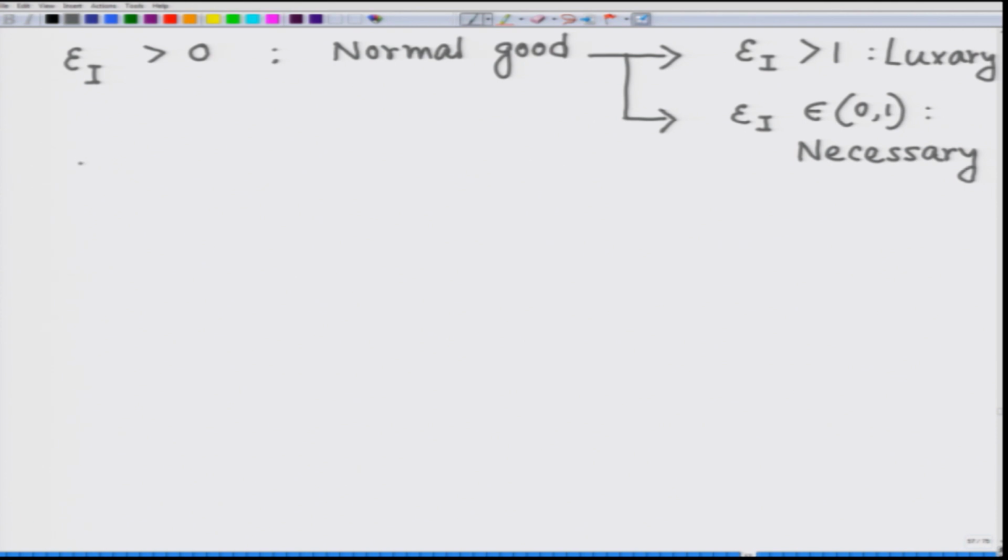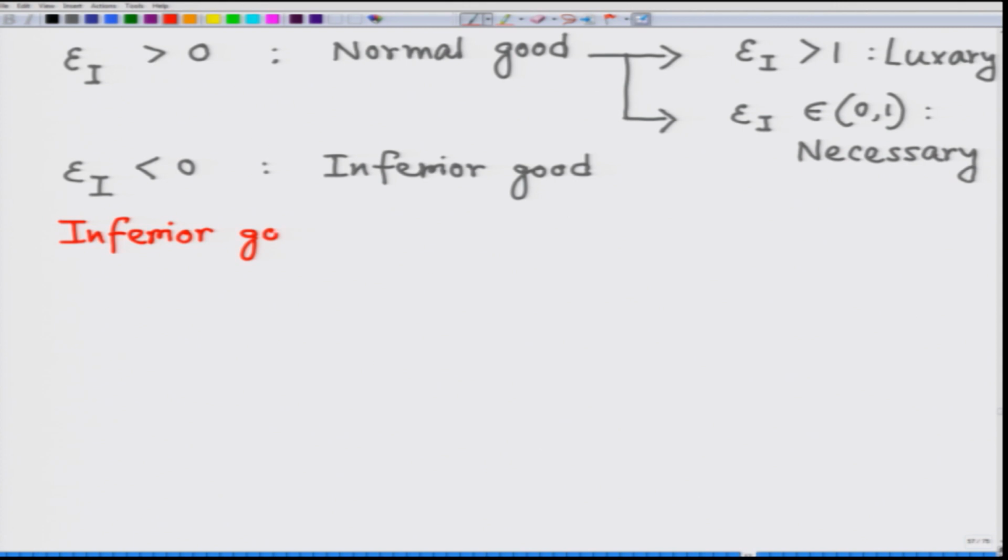Now, if epsilon I takes negative value, we call that an inferior good. Inferior goods are difficult to get, but some goods can be inferior in different context. We can talk about this in short while. So, now we are going to introduce inferior goods through diagrams. So, if one of the goods to be consumed is inferior, then what will happen to the indifference curve diagram?